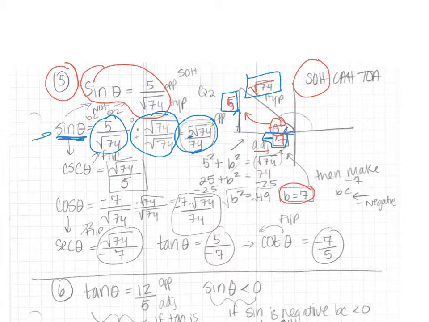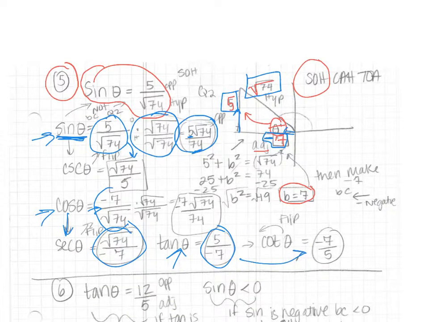Remember, always do sine, cosine, and tan first. Once you get those original ratios, flip them right away. So for sine, when we flip the original, we get root 74 over 5 for cosecant. For cos, we get -7 over root 74. We flip it for secant. For tan, we get 5 over -7. For cotan, we flip it.